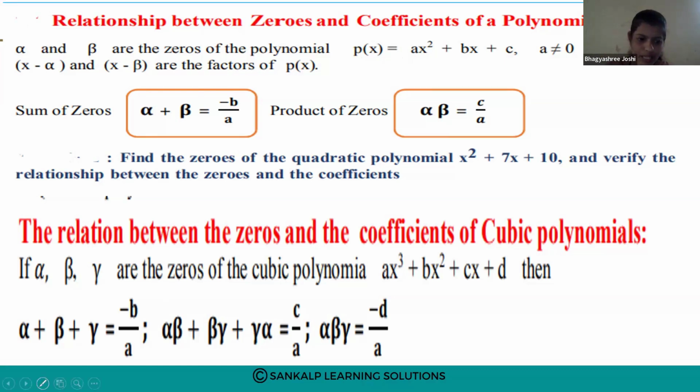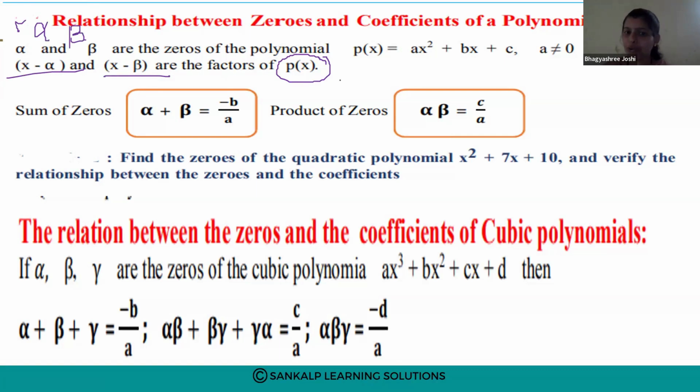So alpha and beta are the zeros of the polynomial p of x, ax square plus bx plus c. Sorry, ax square plus bx plus c is only a polynomial; when it is equal to 0, we call it an equation. So equal to 0 irbardu polynomial alli. Okay, a is not equal to 0. X minus alpha and x minus beta are the factors of p of x. Illi ನಾವು alpha ಮತ್ತೆ beta ಅಂತ ಯೂಸ್ ಮಾಡ್ತೀವಿ, right? So this one we call alpha and this we call beta. ಈ ತರ ಬರೆದ್ರೆ this is alpha and this is beta.